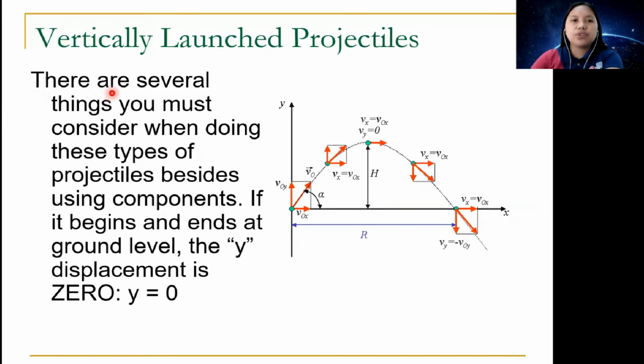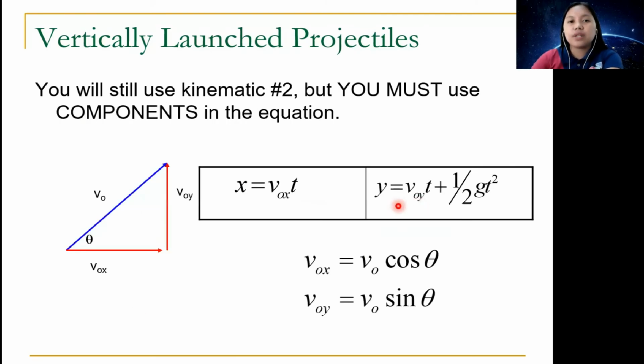Okay, so there are several things you must consider when doing these types of projectiles besides using components. If it begins and ends at the ground level, the y displacement is 0. Y is always equivalent to 0. So you will still use kinematic equation number 2, but you must use the components in the equation. This is the equation we used earlier, but we just added the angle, sine and cosine theta, in order for us to get the correct answer to this problem.